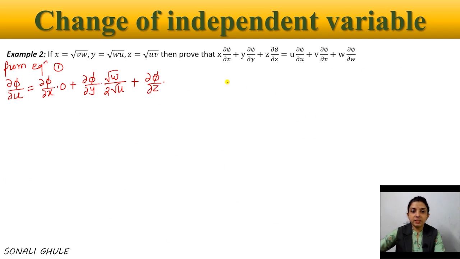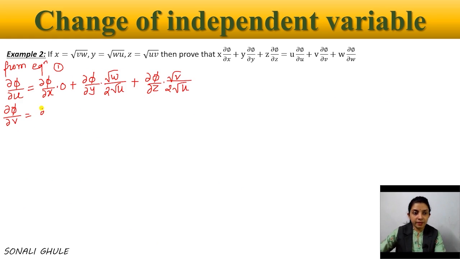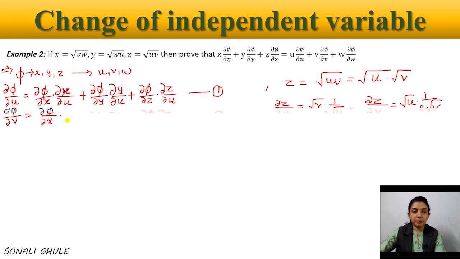Okay, so what is it? Yes, root v upon 2 root u. Okay, now we got here dou phi by dou u. Now to find dou phi upon dou v, we can write this from equation 2. This is our equation 2. So it is dou phi by dou x into dou x by dou v. So I can write here dou phi by dou x and dou x by dou v.